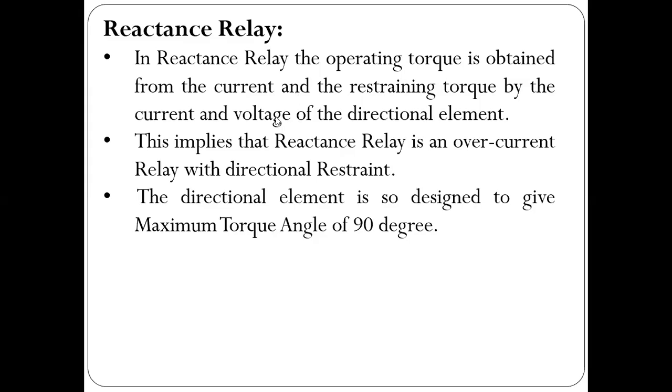Hello friends, today we will see the reactance relay. In the reactance relay, the operating torque is obtained from the current, and the restraining torque by the current and voltage of the directional element. This implies that the reactance relay is an overcurrent relay with directional restraint. The directional element is designed to give a maximum torque angle of 90 degrees.